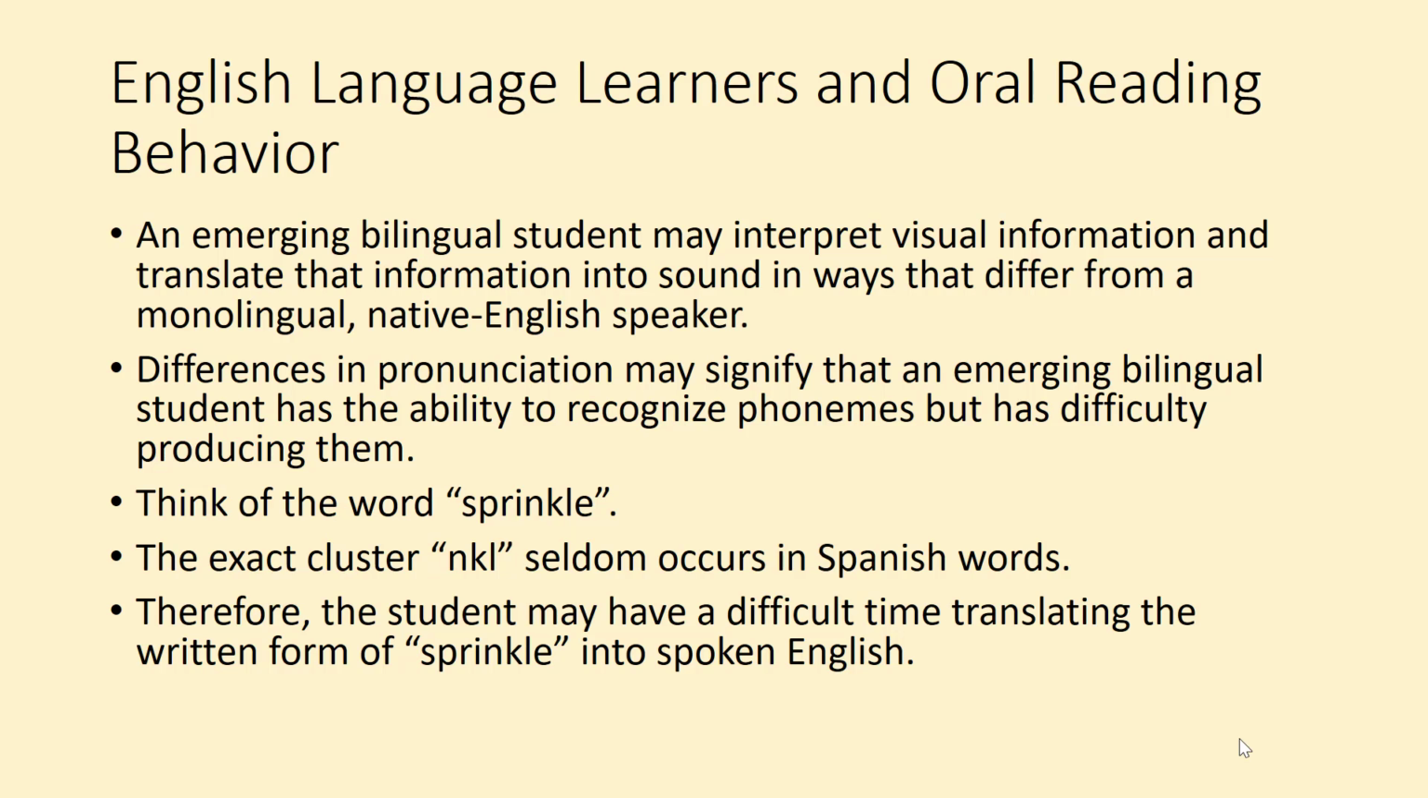English language learners and oral reading behavior continues here. An emerging bilingual student might interpret visual information and translate that information into sound in a way that differs from what a monolingual native English speaker would do. These differences in pronunciation may signify that an emerging bilingual student has the ability to recognize phonemes, but has difficulty producing them. Think, for example, of the word sprinkle. That exact cluster with the letters NKL seldom, if ever, occurs in a Spanish word. Therefore, it could be difficult to pronounce the written form of that word sprinkle into spoken English because it's not a recognizable common consonant cluster in Spanish.